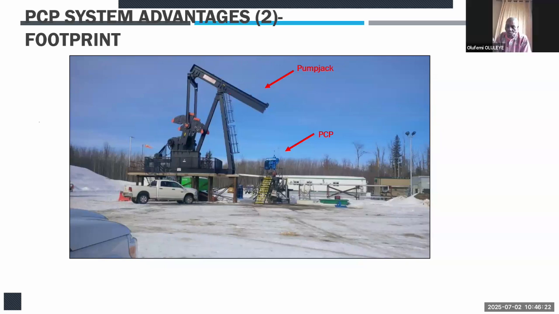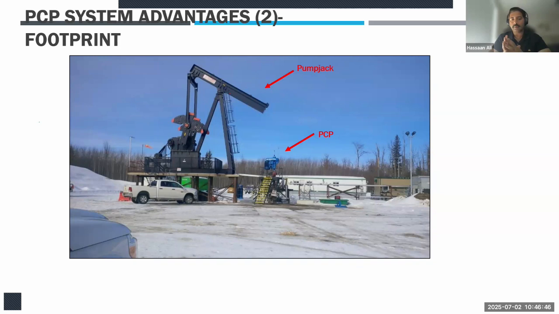What about the costs? Cost of the system or the cost per barrel? Yeah, cost of the operations. The cost of the operation, usually compared to the other artificial lift methods, is much cheaper to operate. I cannot give you a dollar number.